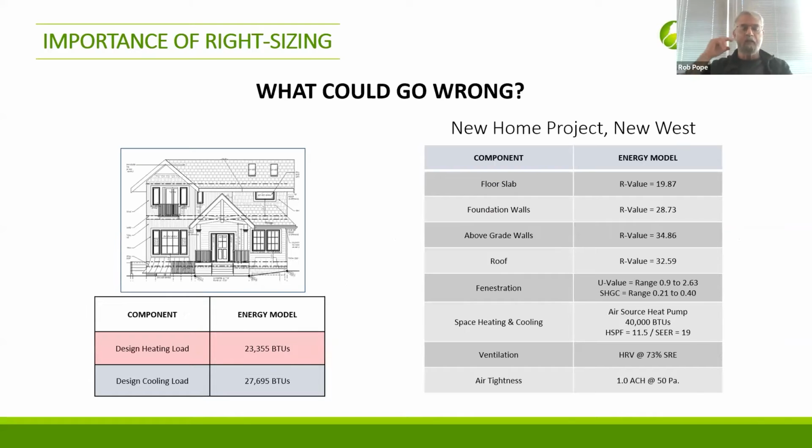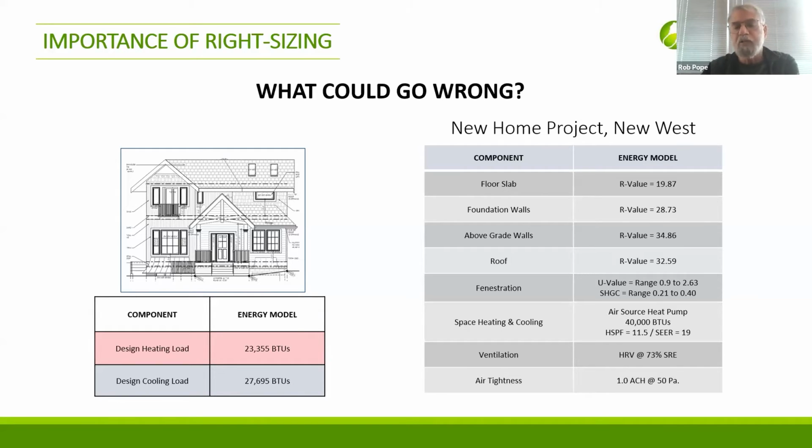So what could go wrong? So here's an actual example. Just to give you a bit of context, I was contacted. They reached out to me because there were issues with this house. Something wasn't right. They contacted me to have a look at it and do a peer review and give them some comfort that they were going in the right direction. So this is a step 5 house in New West. Its design heating load 23,000 and change, cooling load 27,000, just under 28,000 BTUs.